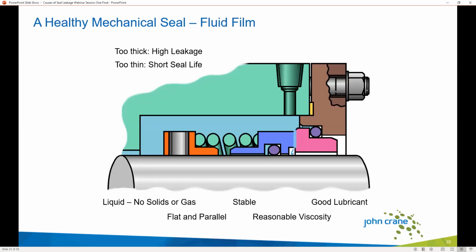We want the film to be a reasonable viscosity. Again, not too thick because that'll put shear stresses on the faces, and not too thin either because that makes the fluid film too thin. And we need it to be a good lubricant. Some fluids are just better lubricants than others. Ideally, something like a thin mineral oil is a fantastic lubricant. Water will usually suffice, but there are plenty of fluids that we would not want to use as the fluid film in a mechanical seal.